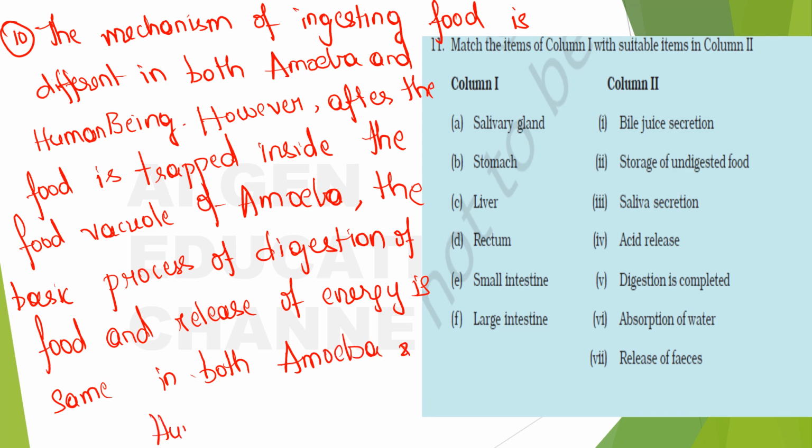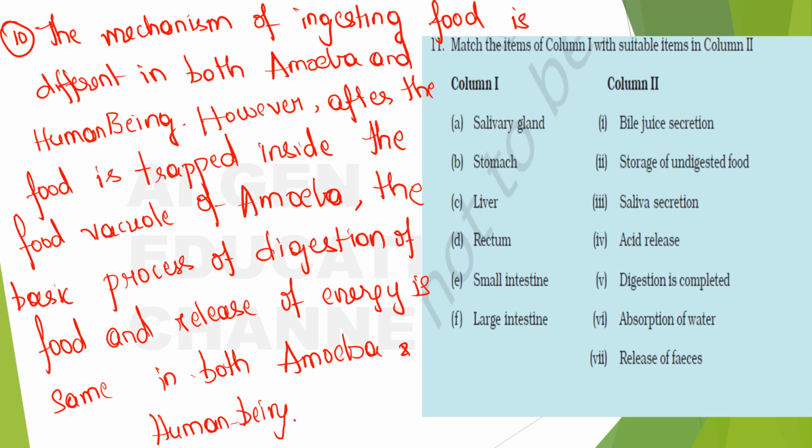So what is the difference here? The difference is the mechanism of ingesting food. Like the human beings will take the food inside the body through mouth or oral cavity or buccal cavity. But what does amoeba do? Amoeba uses its pseudopodia, that is its false feet, right? It will use its pseudopodia to grab the food molecules and put it in its food vacuole. And once the food is trapped inside the food vacuole, the basic process of digestion of the food and release of energy is same in both amoeba and human being, right?